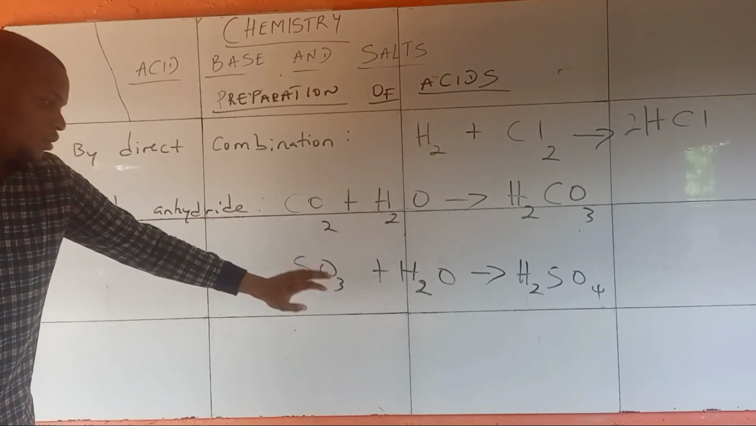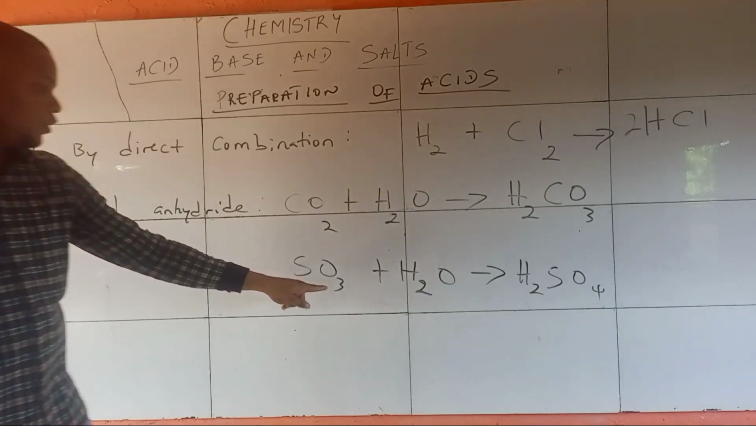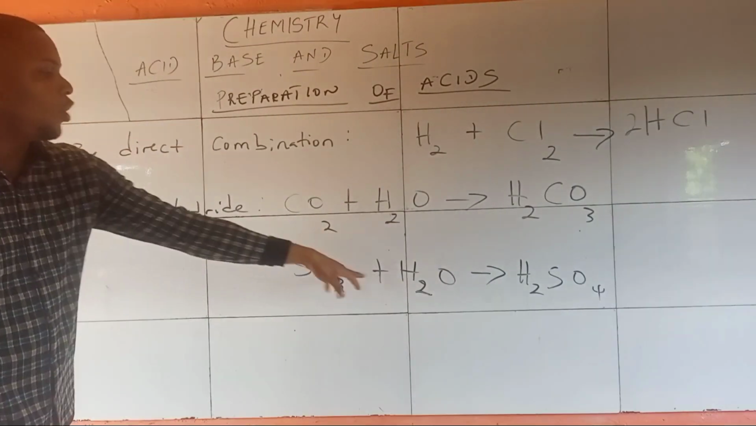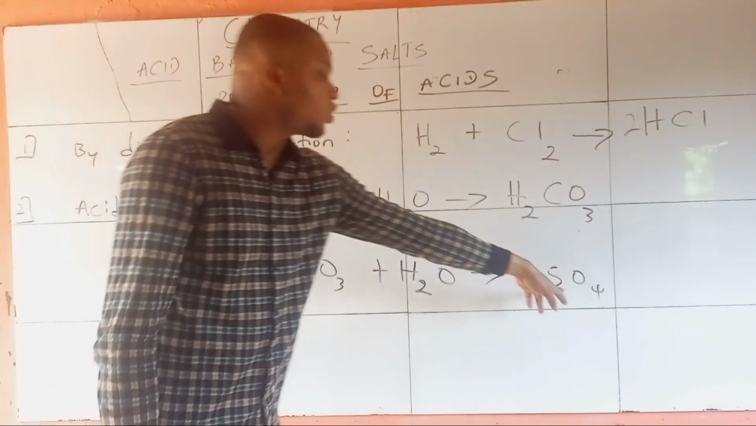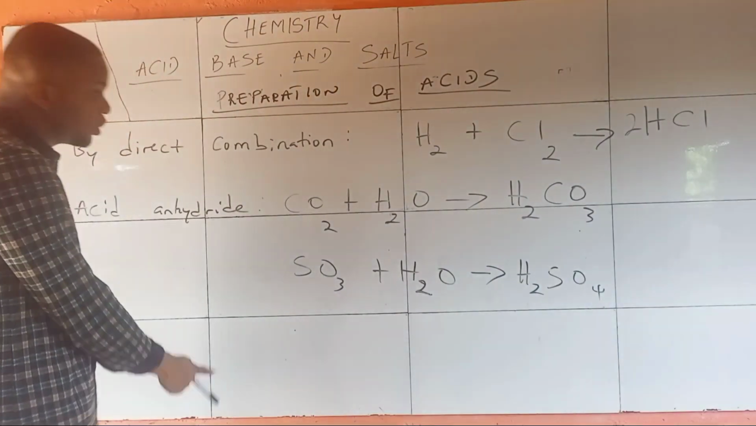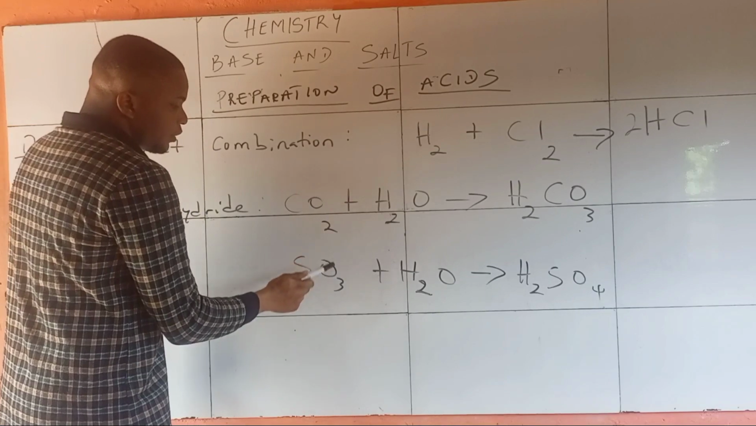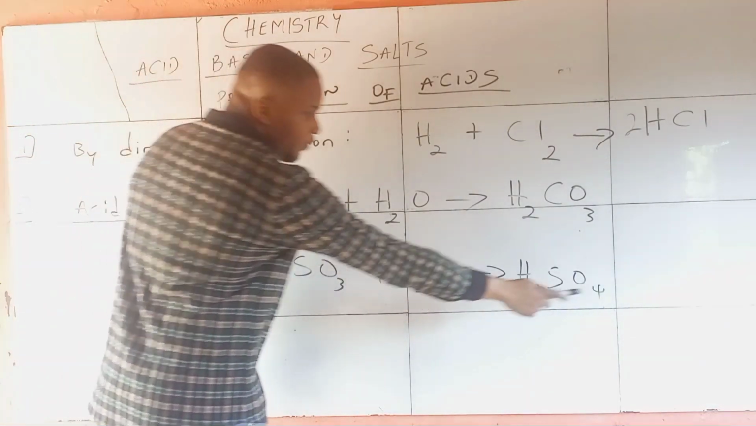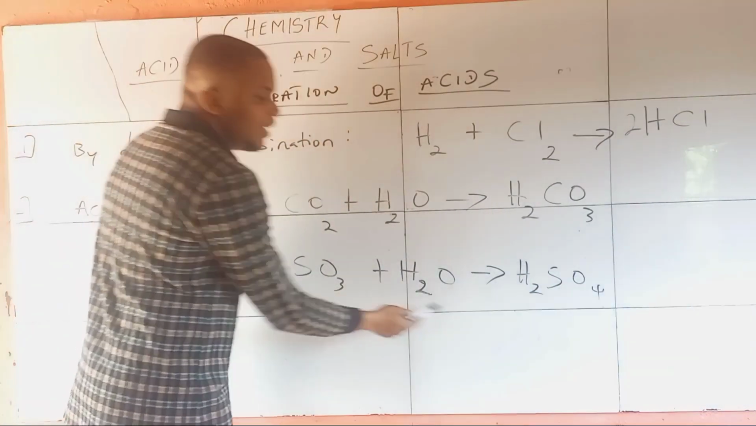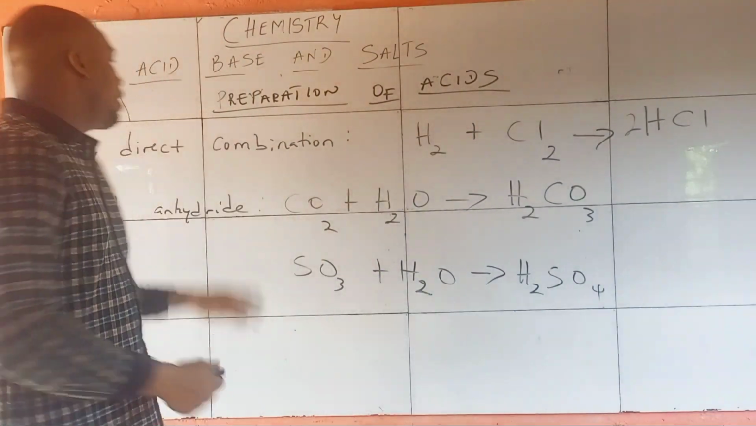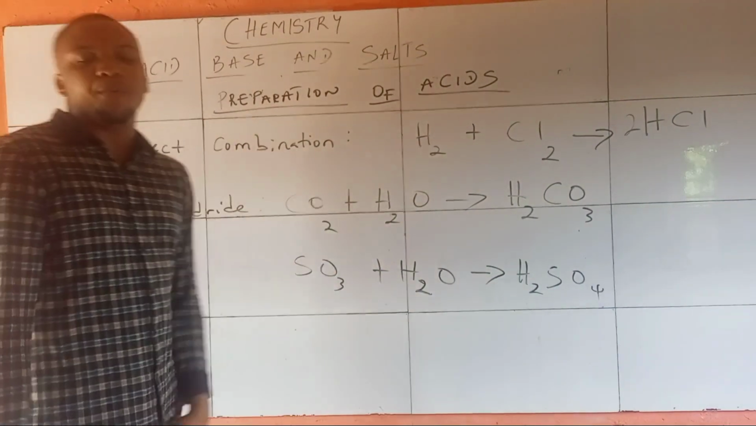Our sulfur trioxide plus water gave us what? Sulfuric acid. Is it balanced? Let's check. Yes. 1 atom of sulfur, 1 atom of sulfur, 3 atoms of oxygen plus this one, 4 atoms of oxygen, 4 atoms of oxygen, 2 atoms of hydrogen, 2 atoms of hydrogen. So these two methods are ways of preparing an acid.